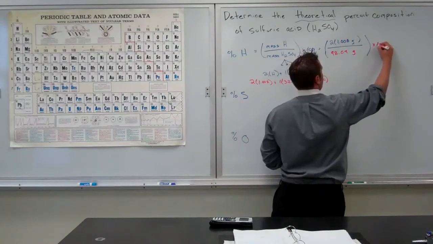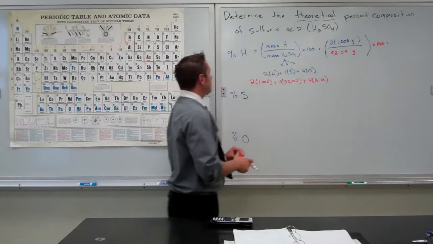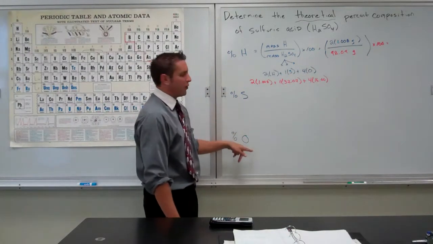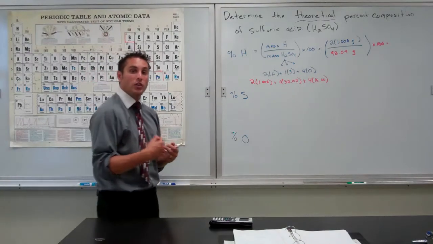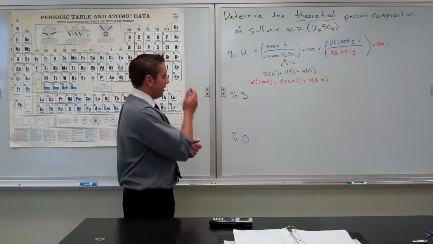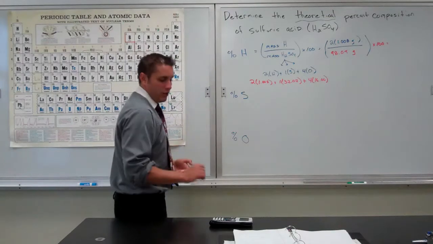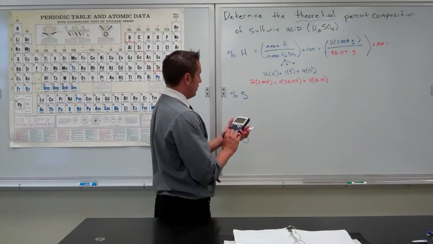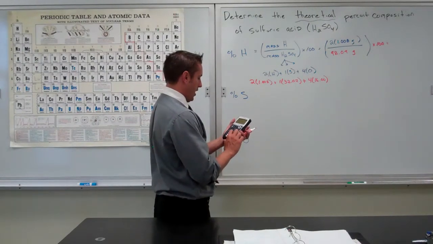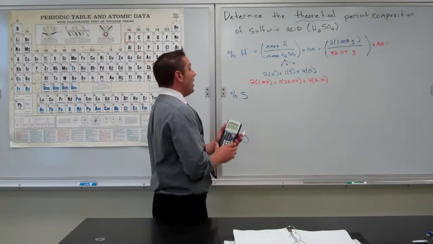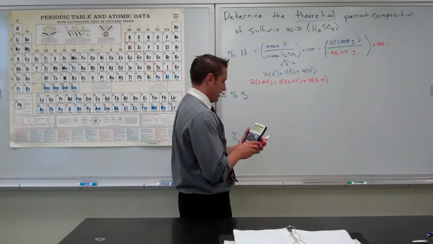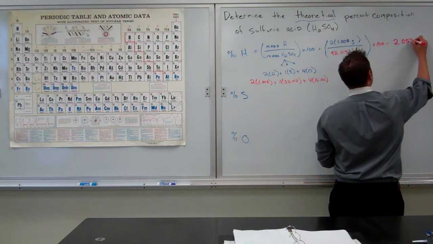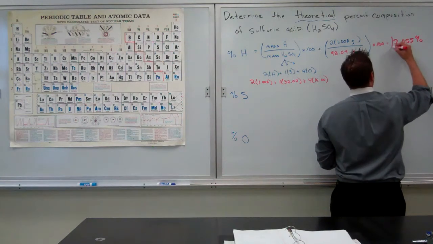grams. And then times our 100%. The good news is you'll only have to do this bottom part once, because for sulfur and oxygen, the mass of the compound is going to be the same. It hasn't changed. It's still H2SO4. So if we do the math on this, we'll take 2 times the 1.008 divided by 98.09 times 100, and we will get 4 sig figs in this number. And with 4 sig figs, it looks like we get 2.055% hydrogen.